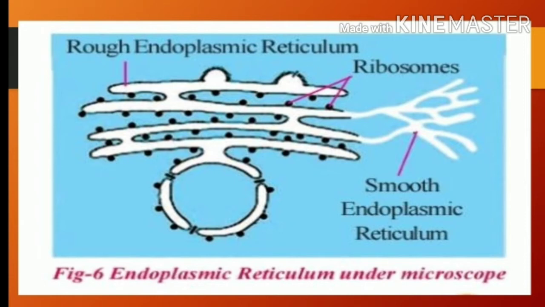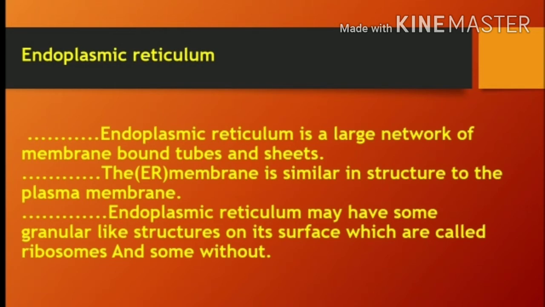In a deeper manner, endoplasmic reticulum is a large network of membrane bound tubes and sheets. It is similar in structure to the plasma membrane which we have studied. Endoplasmic reticulum may have some granular like structures on its surface which are nothing but ribosomes. So in some it may be present and in some it may not be present. Okay, again we will study about this in differentiation.